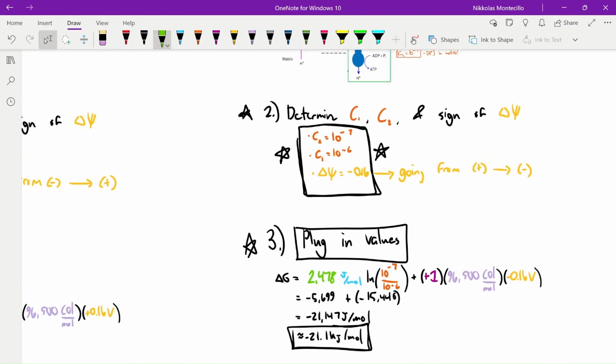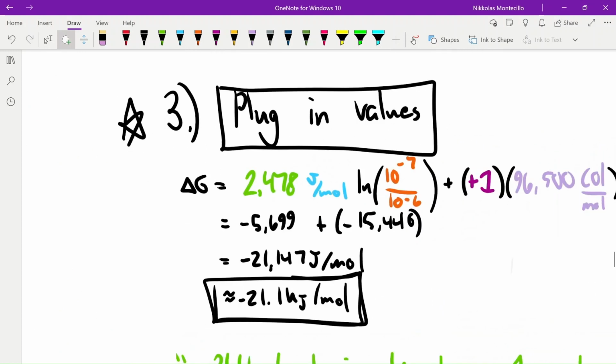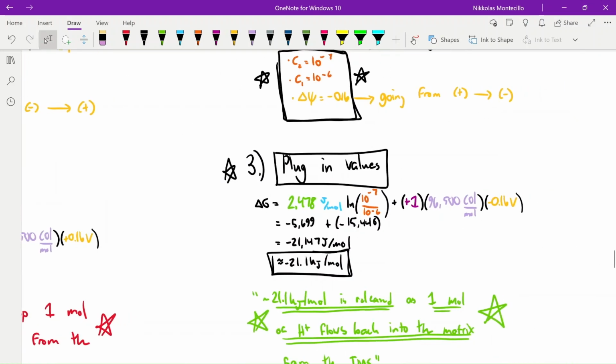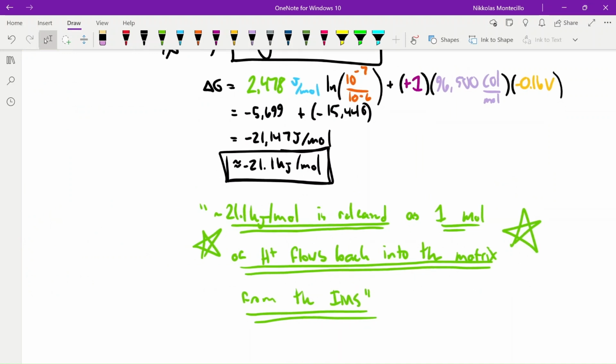We then plug in all the values that we already know: 2,478 joules per mole times the natural logarithm of 10 to the -7 over 10 to the -6, plus the positive charge times Faraday's constant times negative 0.16 volts, and then we sum up to negative 21.1 kilojoules per mole. As a conclusion, we find that negative 21.1 kilojoules per mole is released as 1 mole of hydrogen ions flows back into the matrix from the IMS.